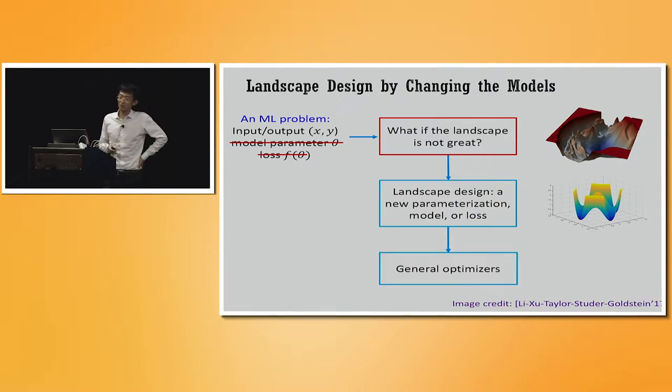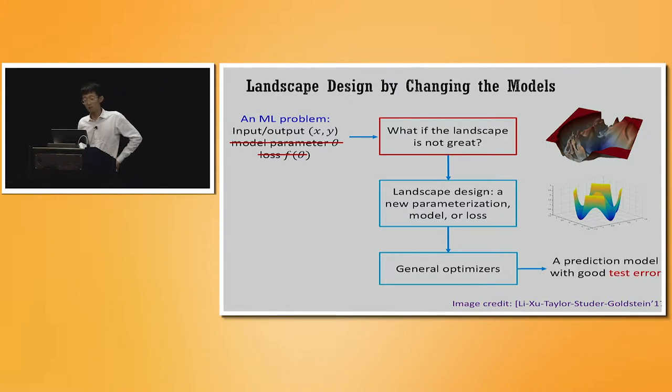And then we can apply our generic optimizers and get... So the question here, we have to be a little bit careful about what we care about here, right? Because now we have already discarded the original loss function. So we don't want to talk about whether we converge to the global minimum of the original loss function. So I think what makes sense is to talk about whether we can have a prediction model with good test error. Because if you only care about training error, then there may be other ways to cheat.